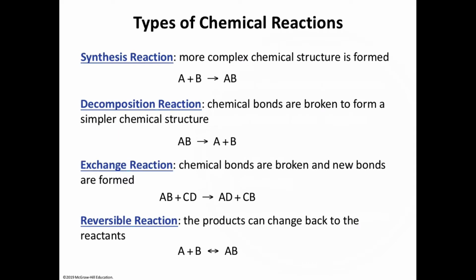So let's get to reactions. I'll deal with at the very least the first two. The synthesis reaction. A synthesis reaction is a reaction that makes a more complex chemical structure. So we have A plus B, which yields AB.